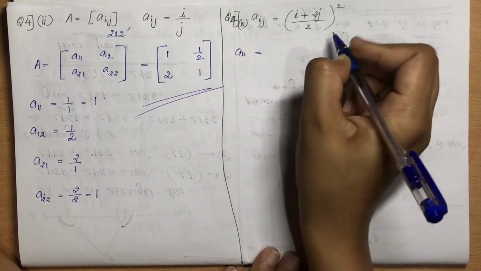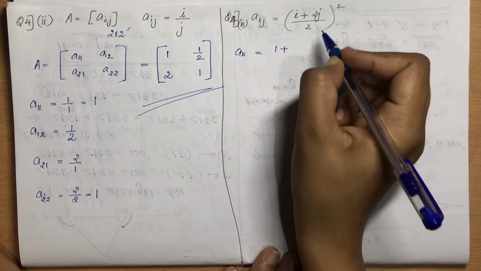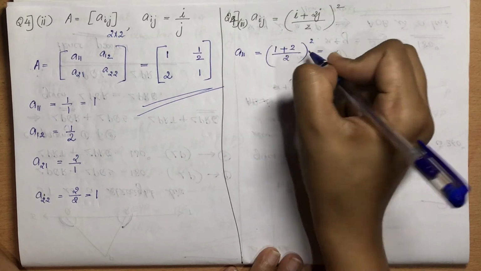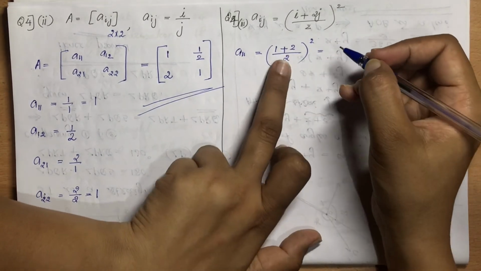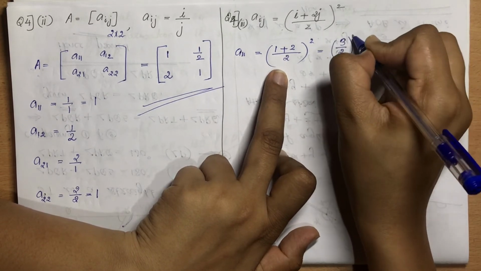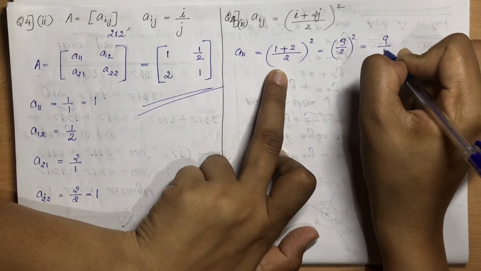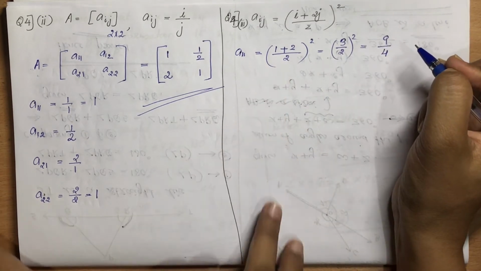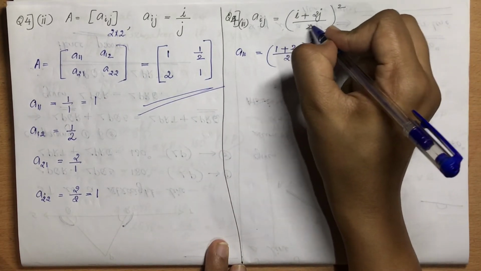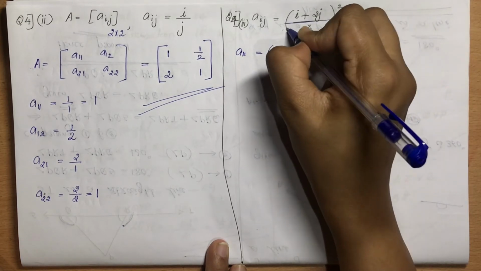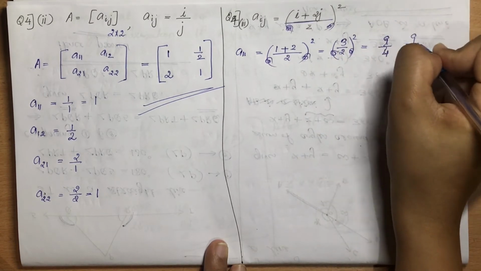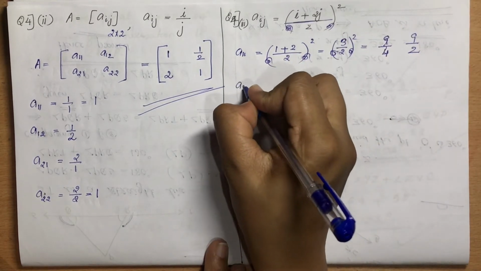A11. A11 equal to i is 1 plus 2j, 2 into 1, by 2 the whole square. 2 plus 1 is 3, 3 by 2. 2 plus 1 is 3 by 2 the whole square. 3 square is 9. 2 square is 4. 9 by 4. Next one is (i plus 2j) the whole square by 2 only. Sorry. The whole square is only for the top portion, not for the down. So 9 by 2.